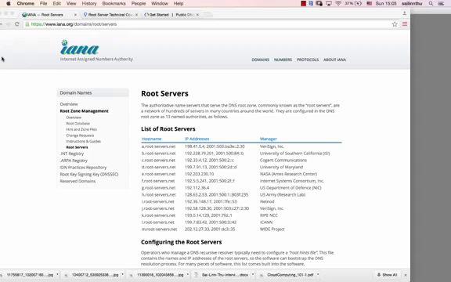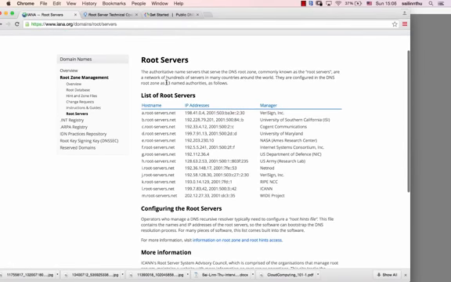Okay, the IANA, Internet Assigned Numbers Authority, manages the 13 root servers. The IP addresses of the root servers are named A to M. Okay, so there are 13 root servers.